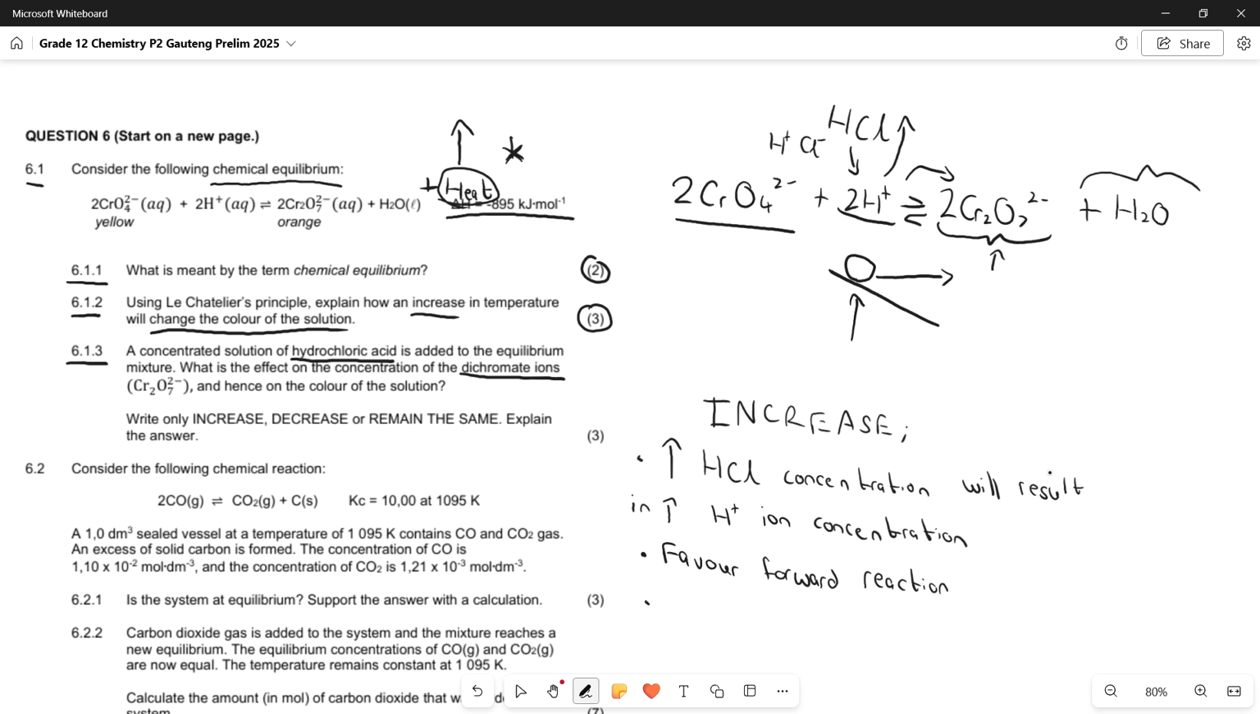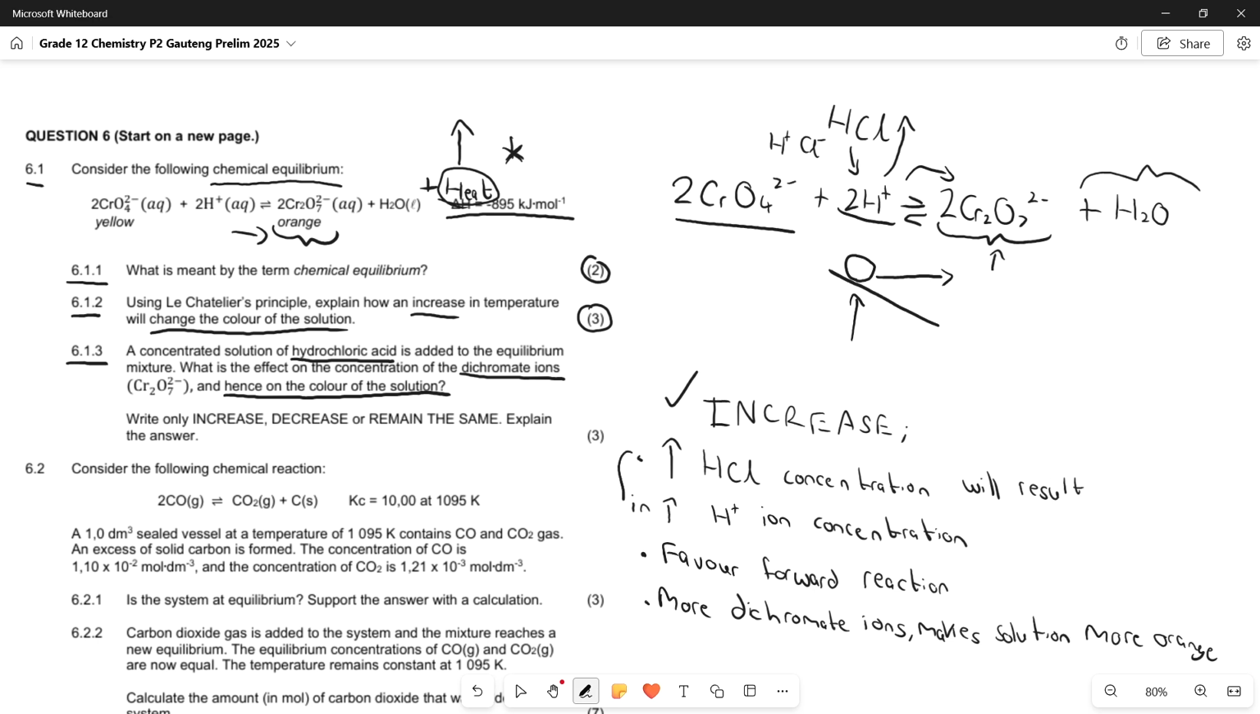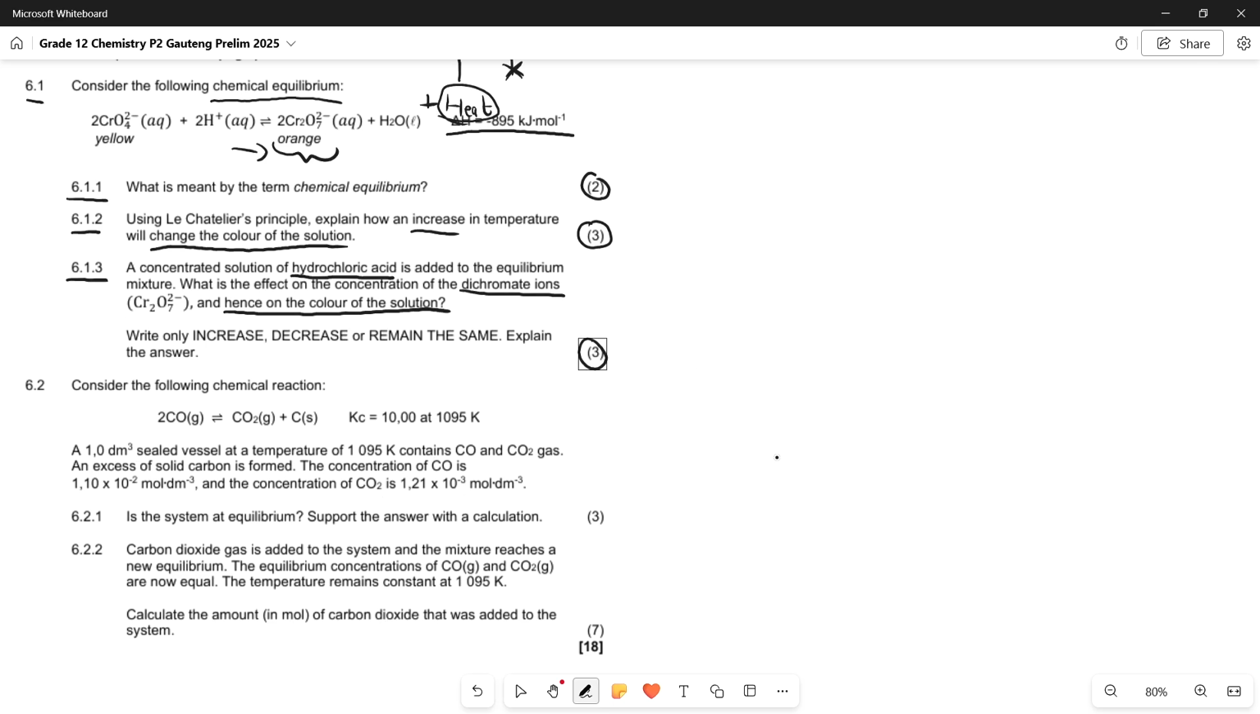And then heading back to the question, they said, hence on the color of the solution. If we're favoring the forward reaction over here, we're going to turn the solution more orange. Therefore, we say more dichromate ions makes the solution more orange. And writing increase, as well as these 2 points over here, and this point over here would earn us 3 marks over here. And we've just covered heat as well as concentration for chemical equilibrium.